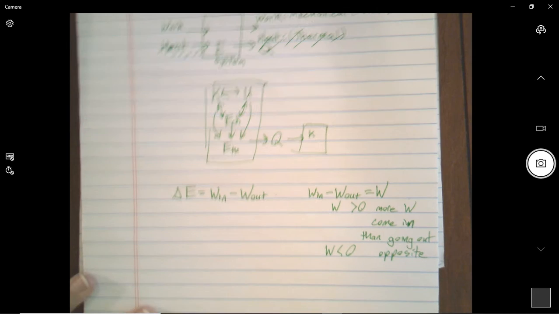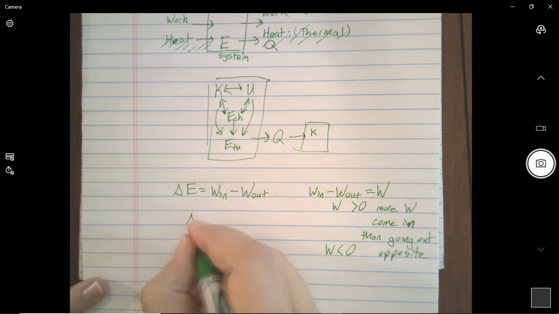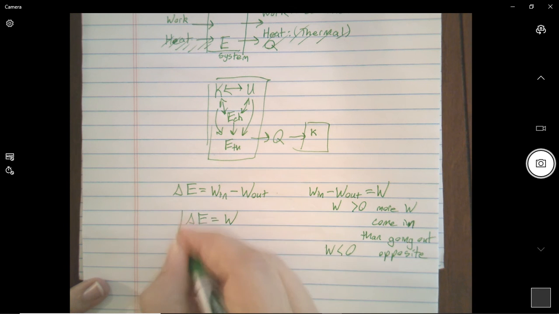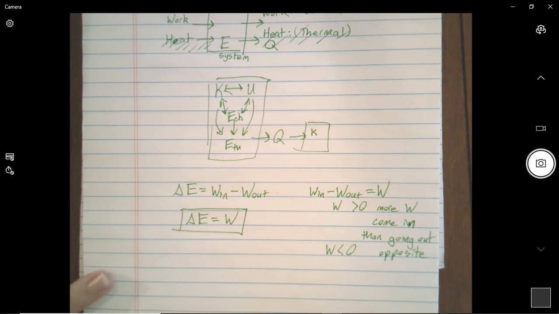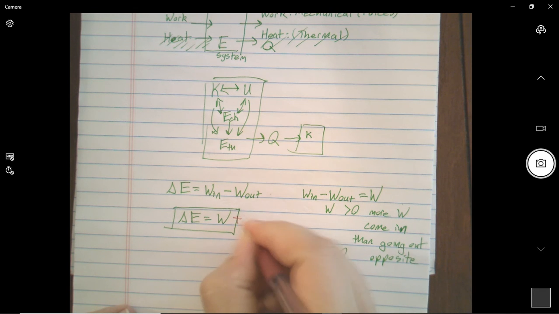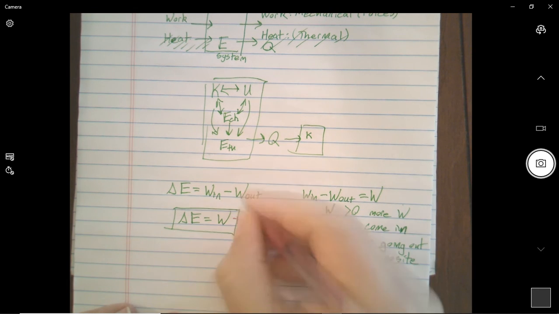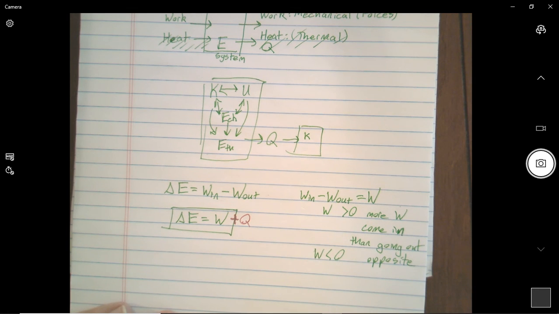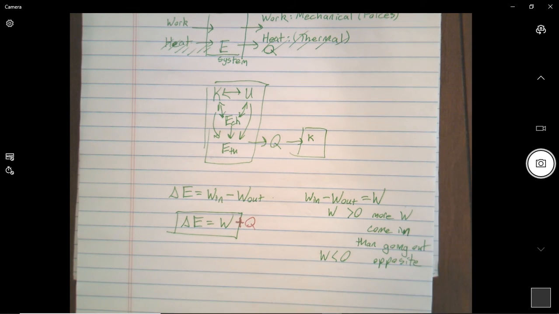Okay? So, our most general equation is delta E equals W. And technically, there's a plus Q here, right? But we are just not doing that this semester. So we're dealing with delta E equals W.